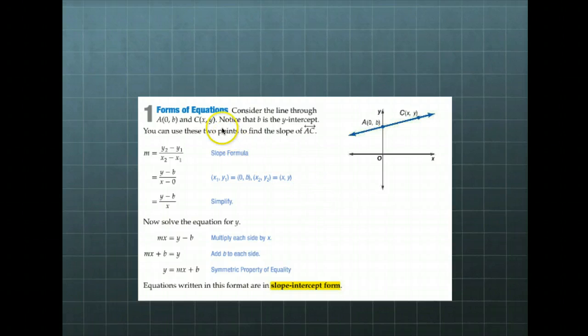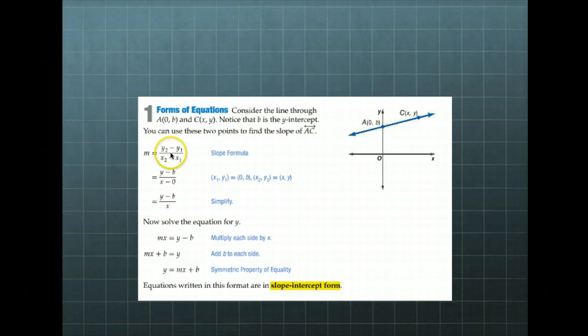First of all, there's the forms of equations. Now this is sort of proving a slope-intercept form. So say that you've got a line that's going through point A, and notice B is where it's intercepting the y-axis, and then point C, and it's just an xy value.